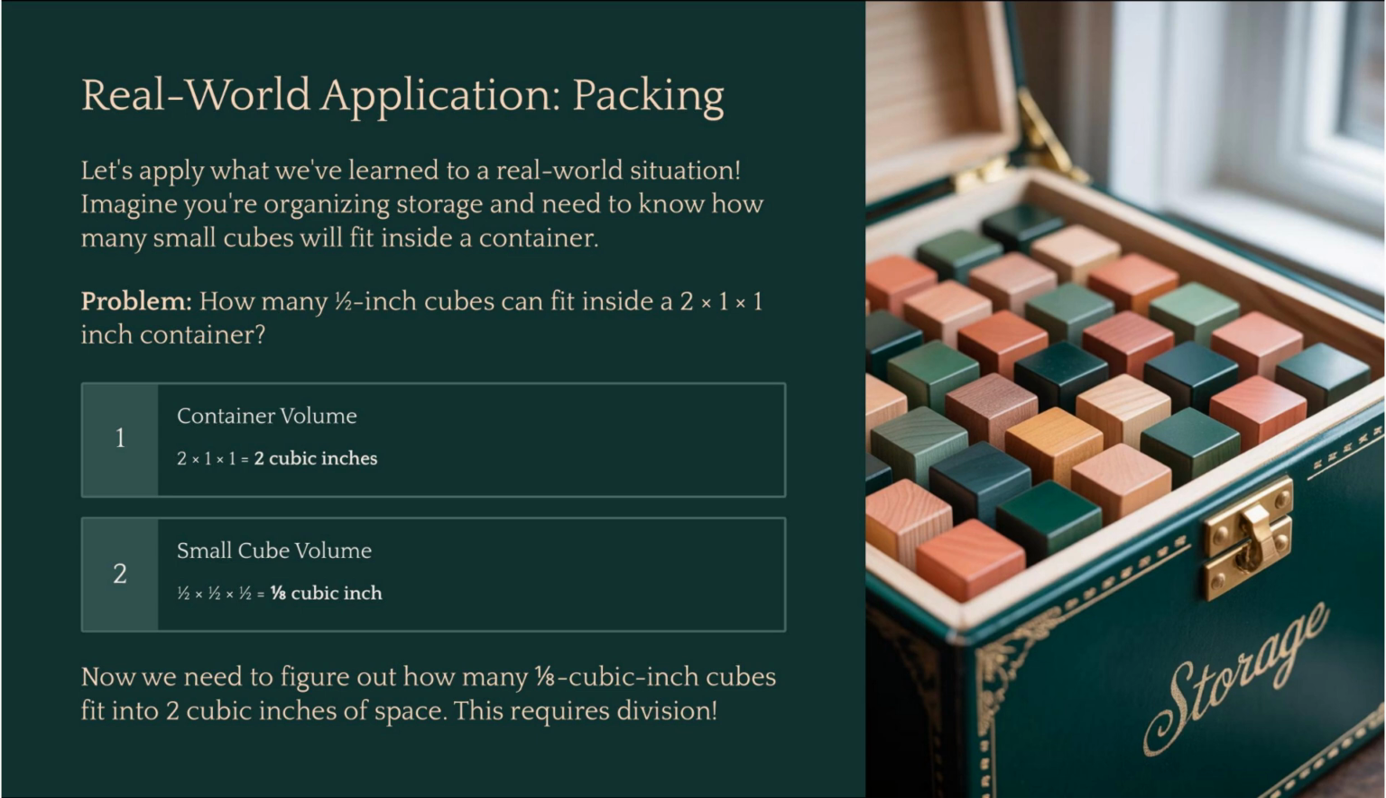This concept has a cool real-world application, packing. Let's say you have a large container with a volume of 2 cubic inches, and you want to fill it with tiny building blocks that are 1/2 inch on every side. The volume of one small cube is 1/2 times 1/2 times 1/2, which is 1/8 cubic inches. How many of those small 1/8 inch cubes will fit into the large 2 cubic inch container?